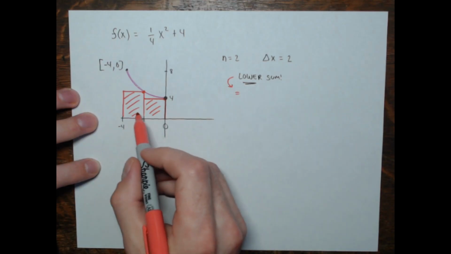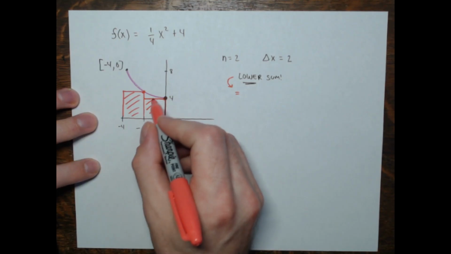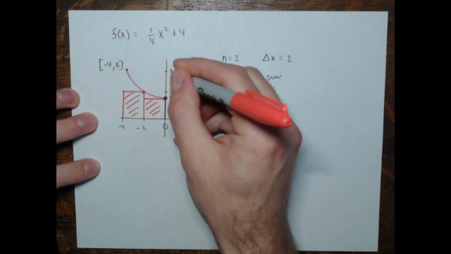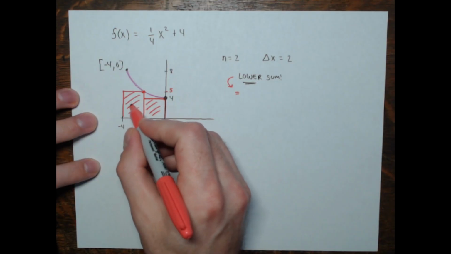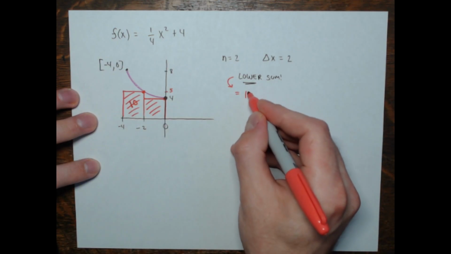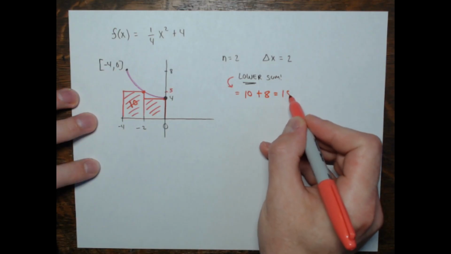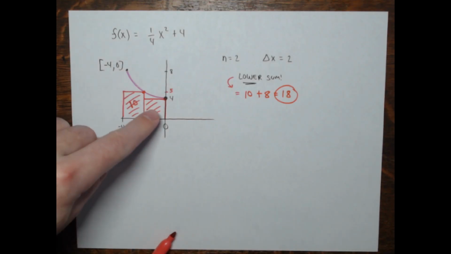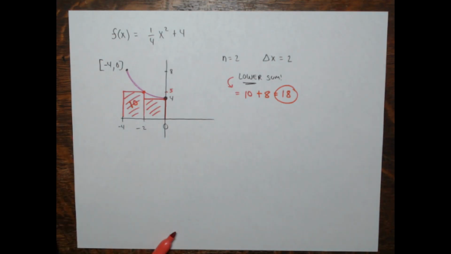So for this lower sum, when I plug in -2, it's 5, right? It'd be 4 over 4, so 1 plus 4 is 5. So this would be a 2 by 5 rectangle. So this has an area of 10 plus, and then this is a 2 by 4, so 8. So 18 square units is my lower sum here. And that, again, very hopefully clearly from the picture, underestimates it. A lower sum should underestimate your actual area.